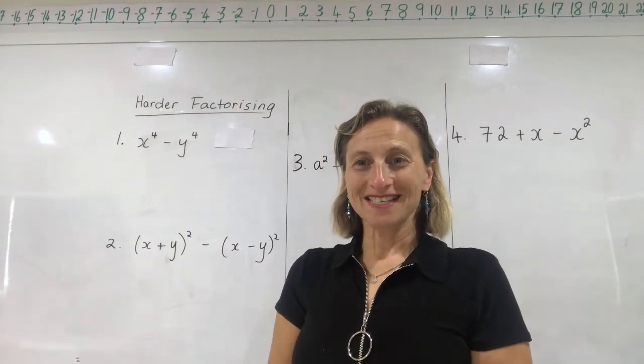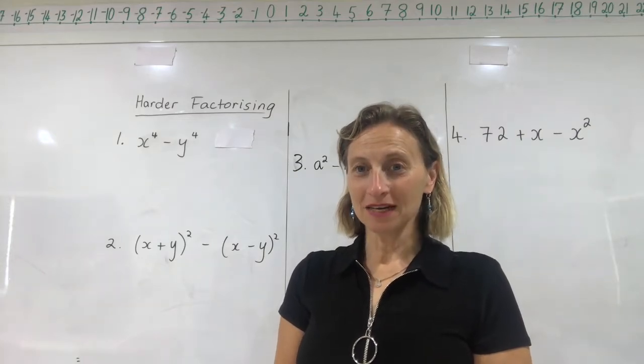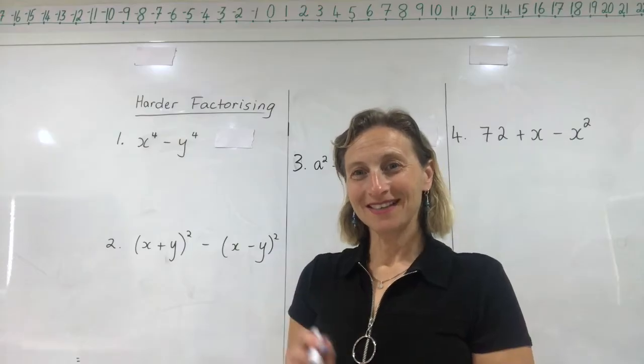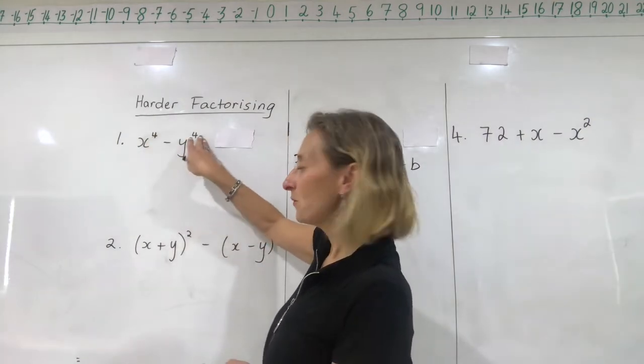Alright, let's get started today on our harder factorising. So I've got 10 examples that I'd like to go through with you. Here they are. If you want to have a go at them first on your own, good luck. Otherwise, let's continue. X to the fourth minus y to the fourth.